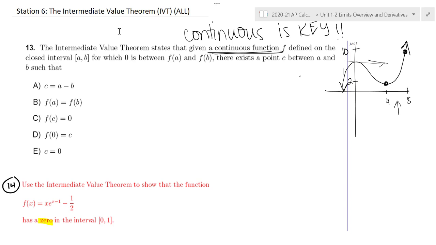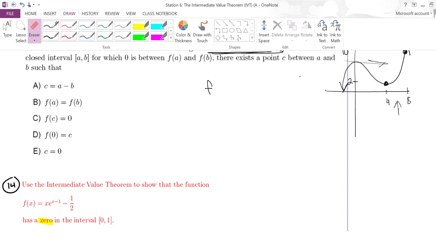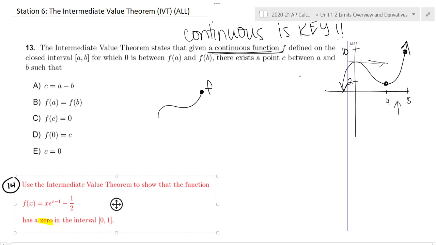So it says we have a continuous function. Remember, continuous is key. F defined on a closed interval A, B. So let's say that this is function f. I'm just going to draw whatever I want here. We'll call this function f. It's closed on an interval A, B. So let's actually rewrite this and close it on an interval. Here's my closed interval. It's inclusive because it's bracket notation. So here's point A, here's point B, for which 0 is between f of A and f of B.